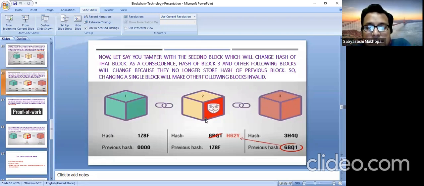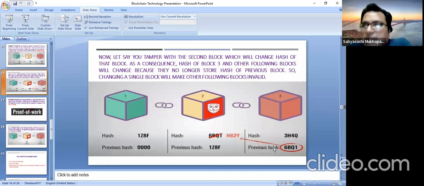We have seen that, for example, if in this second block we change the hash information from 6BQ1 to 862Y, one thing you can easily understand is that whenever you change the hash information of block number two, as a consequence, the hash of block three and the other following blocks will have to change their hash values, because that will not match with the previous hash values. You see that the current hash value points towards the third block.